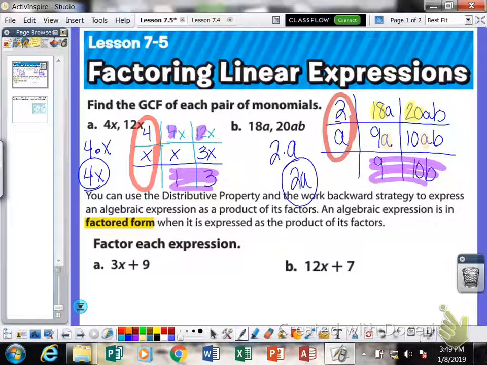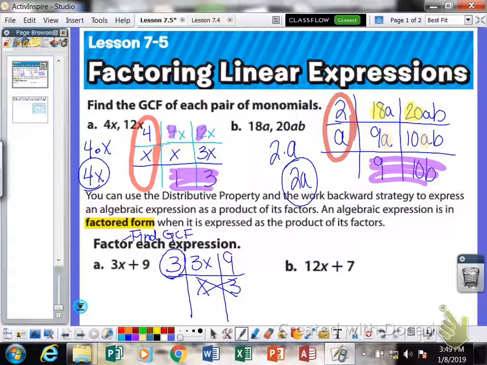So, factor each expression. 3x and 9. Well, in order to factor, we need to find the GCF. Some of you may see it, and that's fine. I'm still going to go through the process just so that you understand it. Some of you might be able to figure out right away what it is. But 3x and 9, what goes into 3 and 9? 3. 3x divided by 3 is x. 9 divided by 3 is 3. I'm not so concerned about this right now. The greatest common factor is 3.